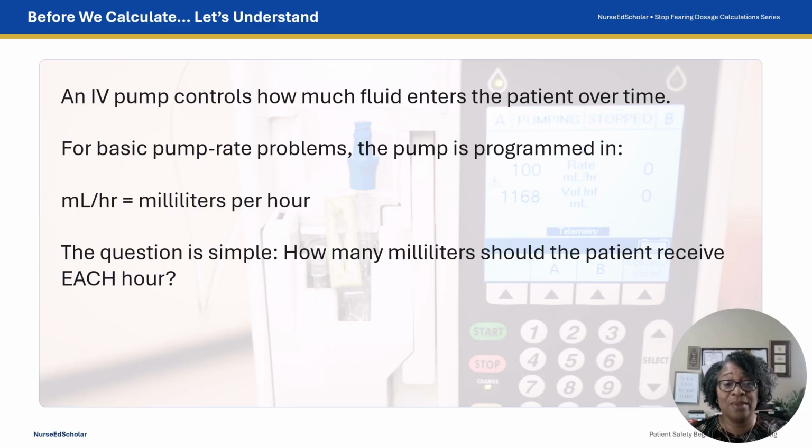That's it. So if I tell you give 1,000 milliliters over 8 hours, what I'm really asking is, if you divide the 1,000 milliliters evenly across 8 hours, how many milliliters will you be giving the patient every hour? That is what we're looking for. And once you understand that question, the formula becomes much easier for you.